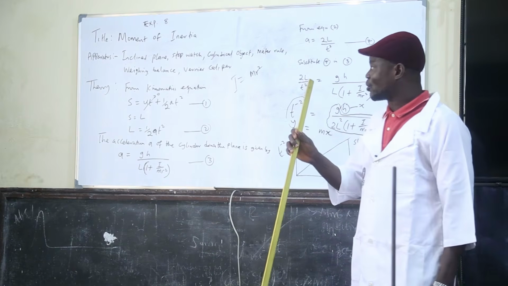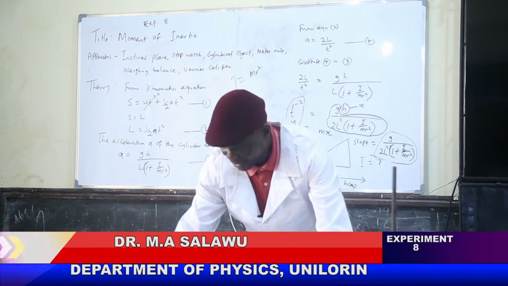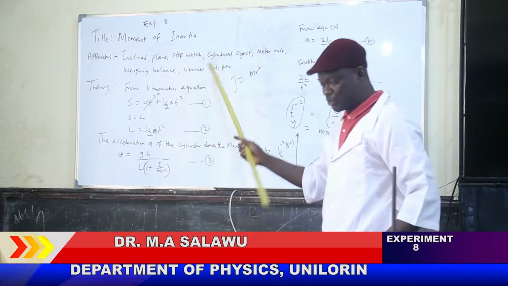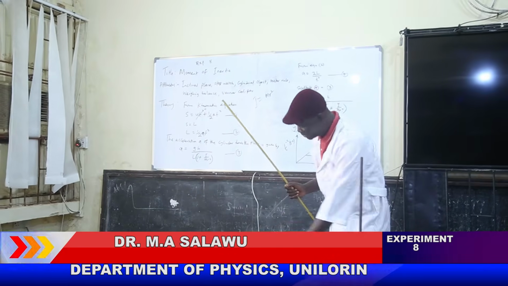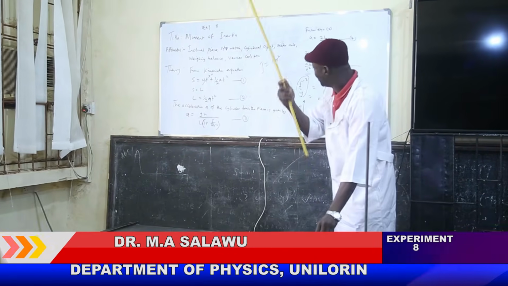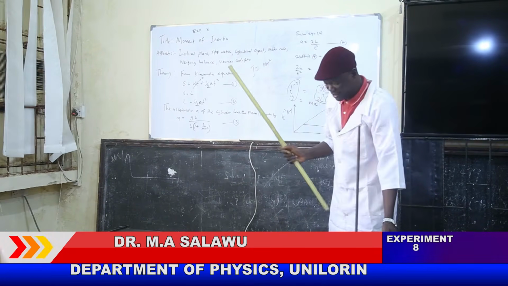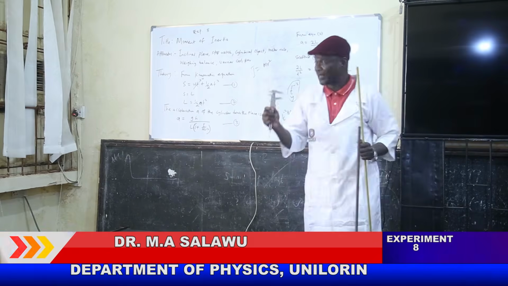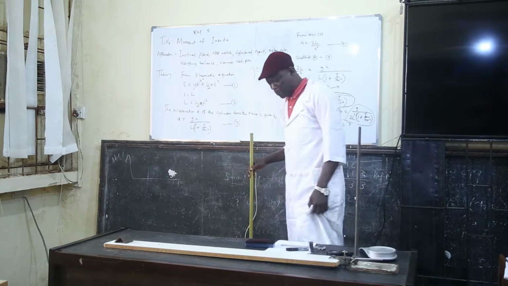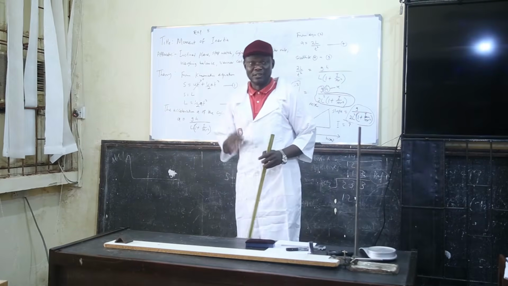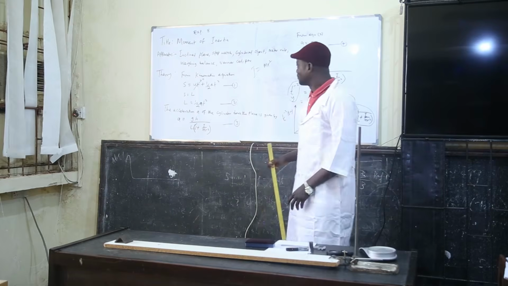And the apparatus required are the inclined plane. This is what we are using as our inclined plane. Then the stopwatch. This is our stopwatch. The cylindrical object. This is the cylindrical object. The meter rule. The weighing balance. And the vernier caliper. But before going to the proper demonstration, let us have a theoretical review of the experiment.